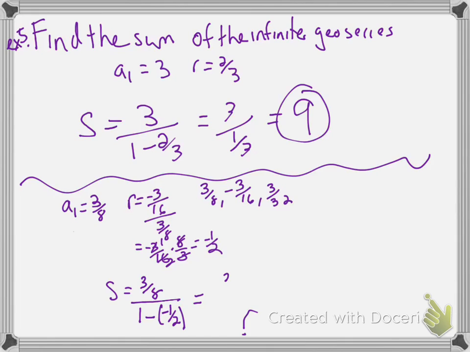So that gives me 3 over 8 over, and then it's 1 plus 1/2, which is 3 over 2. So 3 over 8 times 2 over 3. So our sum here is going to be 1/4.